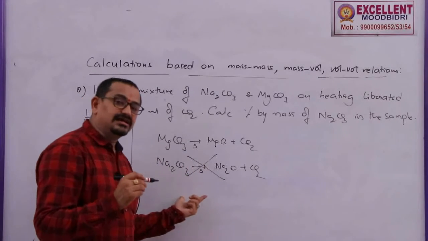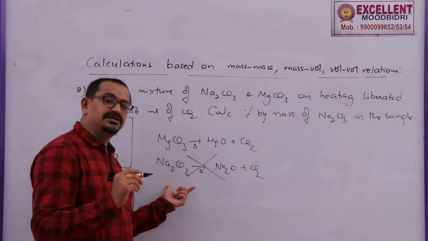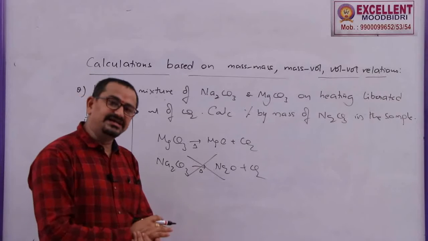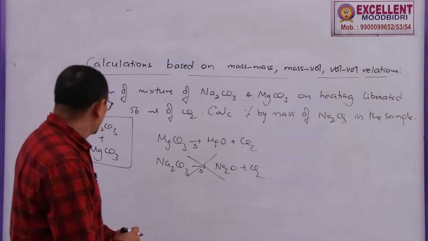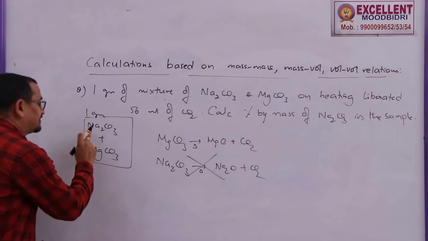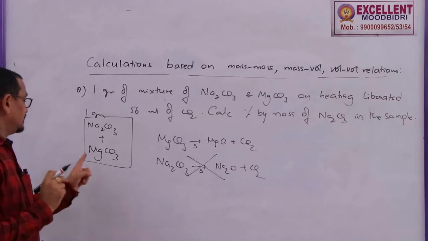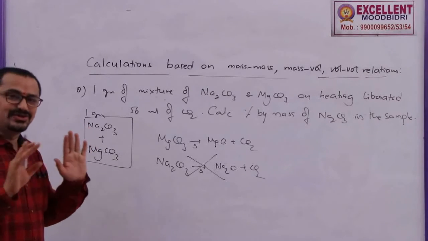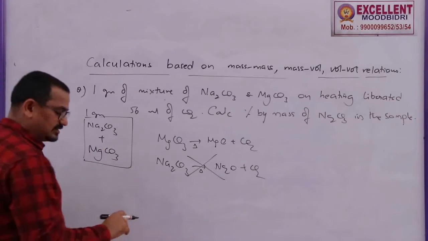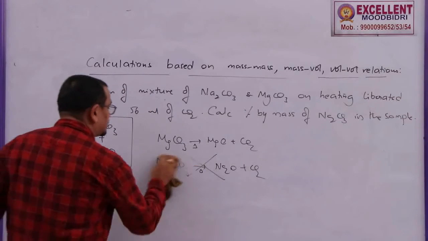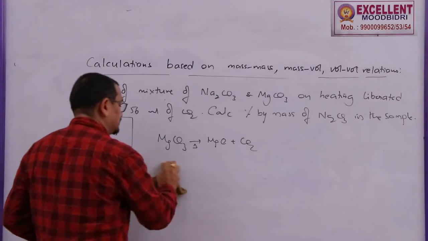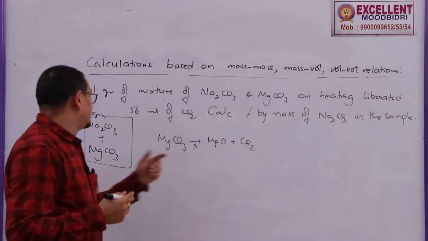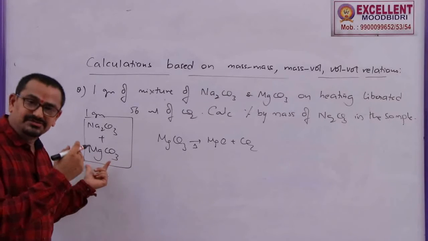So we studied in alkali metals, alkali metal carbonates except lithium carbonate are thermally highly stable and do not decompose. Down the group their thermal stability increases. So in this mixture, out of sodium carbonate and magnesium carbonate, the one that decomposes readily is only magnesium carbonate, not sodium carbonate. Understood? So the second equation is not possible. This reaction is not possible. So whatever carbon dioxide is obtained in this thermal decomposition is purely obtained from magnesium carbonate only.